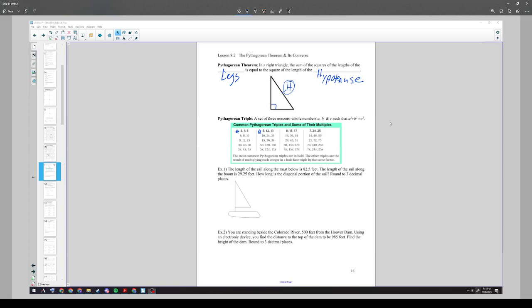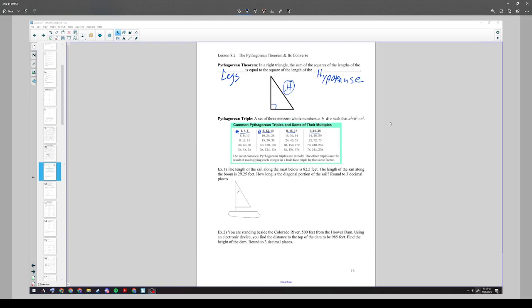But remember that anything that has that ratio, anything that's proportional to these triples is also itself going to be a triple, because that would just be a similar triangle scaled up by whatever factor. So if we have 5, 12, 13 and we double that, or we triple it, or we quadruple it, those are still going to be right triangles.